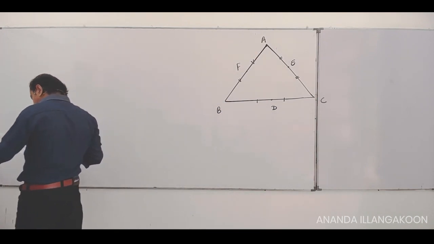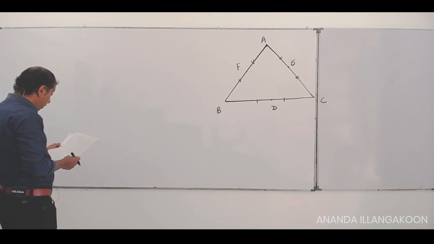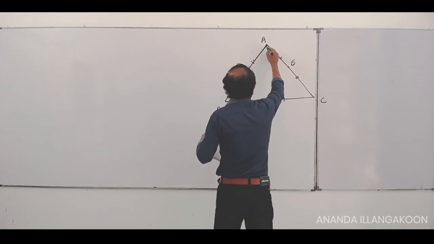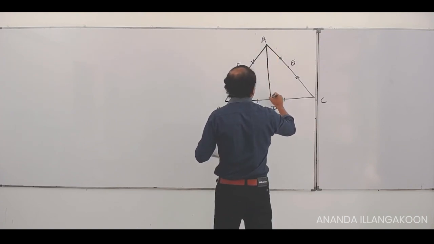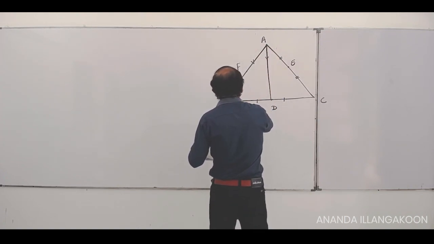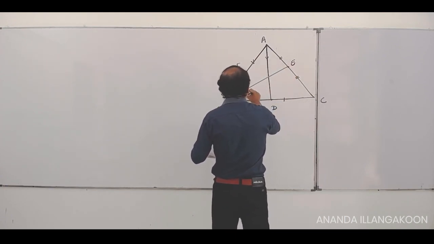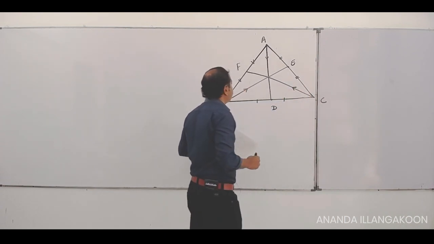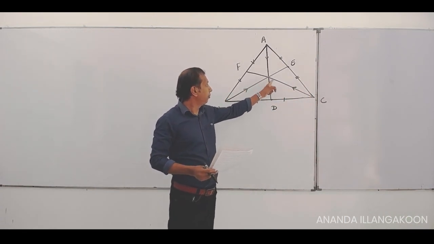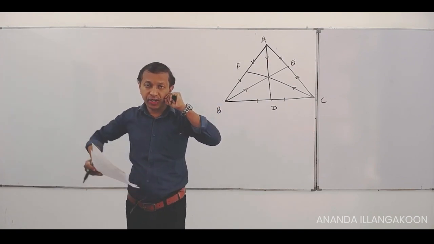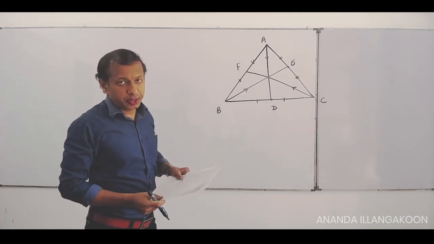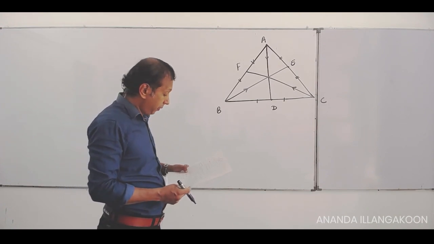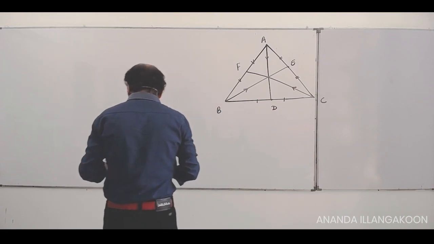We are asked to show AD plus BE plus CF is equal to the 0 vector. AD, BE, CF. These lines are called medians, no? The 3 medians of a triangle meet at a point. That meeting point is called what? Centroid, G. Right.